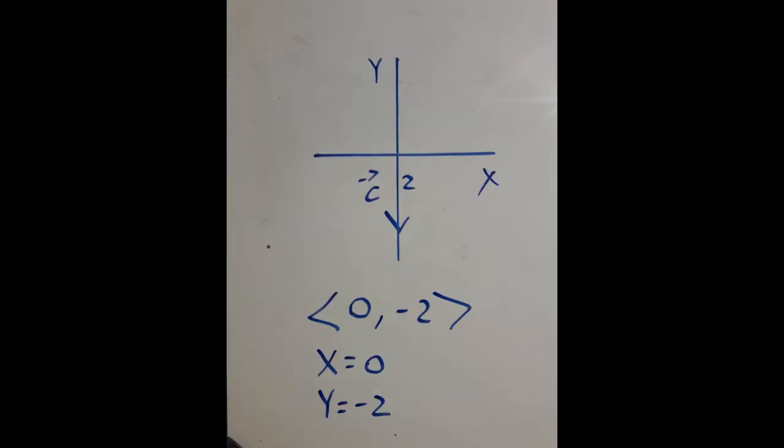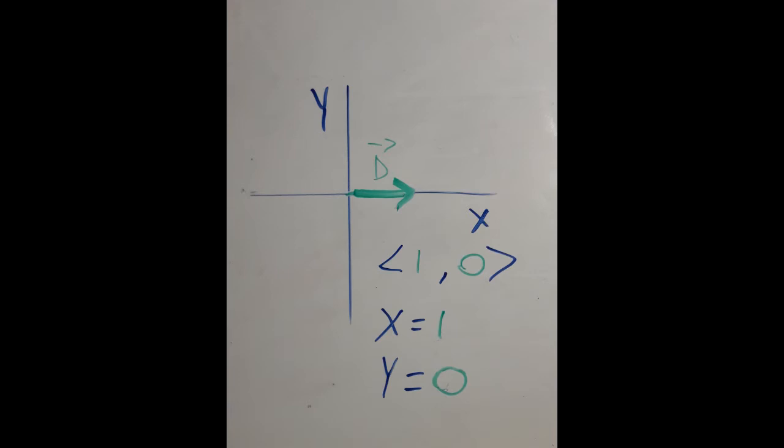Now we see that vector C has 0 units in the x, it has no x component, but it has negative 2 units in the y. So we have that vector C has 0 in the x and negative 2 in the y. And vector D has 1 unit in the x and 0 units in the y.